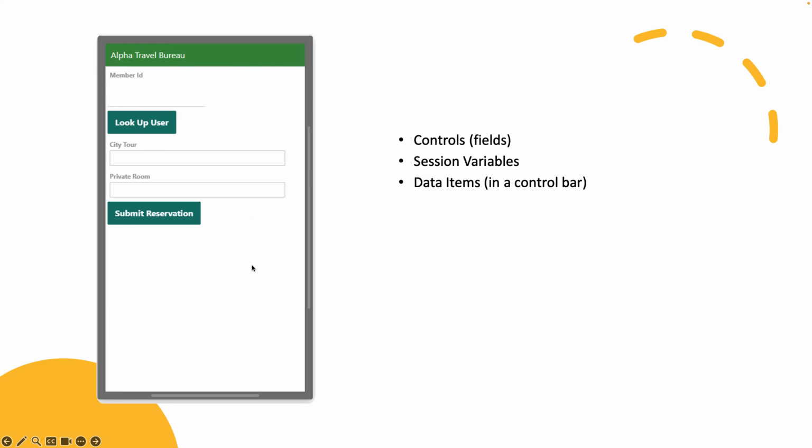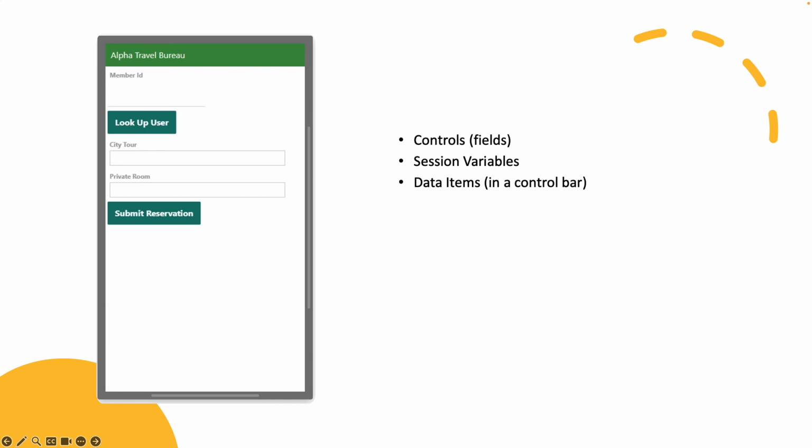So we're going to use a couple different techniques. We're going to be working with fields or input controls like we have here. We're going to be working with session variables. These are variables that persist while the user is logged in. And we're going to be talking about data items, and those are things that you'll find in a control bar that you use for displaying information up here. And those are things that can be set dynamically. So let's go ahead and take a look at the demo.